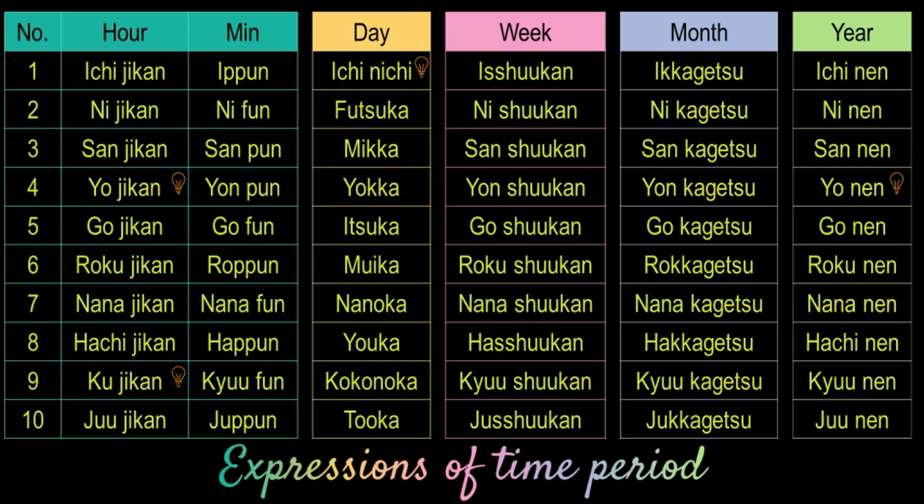To give the time period in years, you just need to add the word nen to the numbers. For example, for 1 year, it will be ichinen. For 2 years, it will be ninen. For 3 years, it will be sannen. For 4 years, it will be yonen, and so on. Actually, the Japanese are very particular about time. And even if it is a small task, they will ask you the duration.